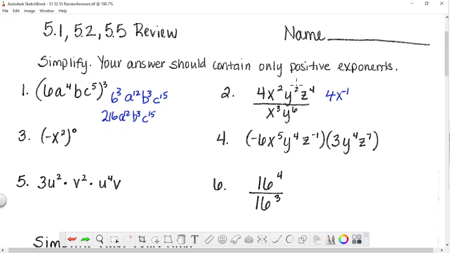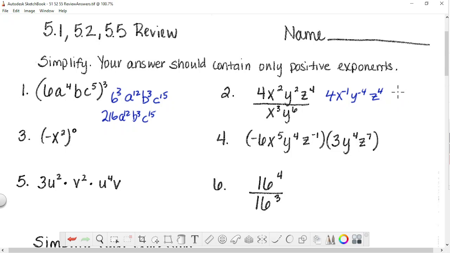So if we look at the y, we have a 2 and a 6. So that's 2 minus 6, and that's negative 4. So we have y to the negative 4. And then for z, there is no z in the denominator, so it's just z to the 4th. Okay, so that's the intermediate result. Now, you have to deal with those negative exponents. If it's a negative exponent, then you put that variable in the denominator and the exponent becomes positive.